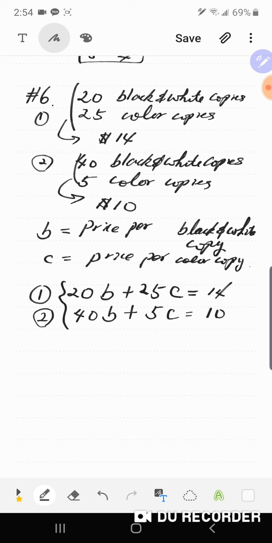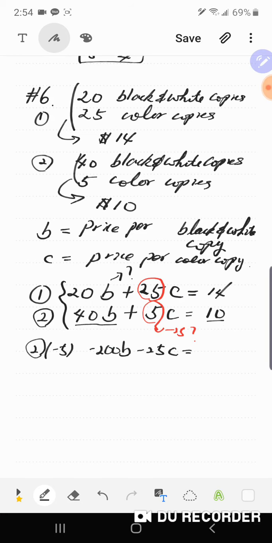And the question is, we are looking for the black and white copy. So let's get rid of C. In order to get rid of C, we can use elimination. The coefficient is 25, so why don't we make this one negative 25? How? We can multiply the second equation by negative 5, right? So 40 by negative 5 is negative 200b minus 25c, 10 multiplied by negative 5 is negative 50. Then write down the first equation. 20b plus 25c equals 14. And then add these two equations.